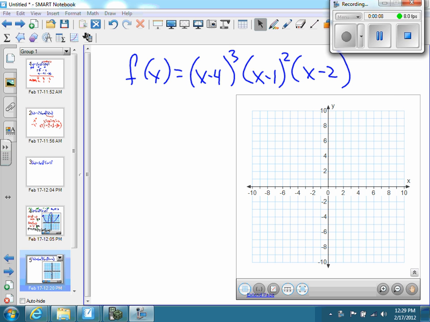All right. So let's start out by finding the x and y intercepts of the graph. Let's start with x intercepts. What are my x intercepts here? Positive 4, 1, and 2. Those are.